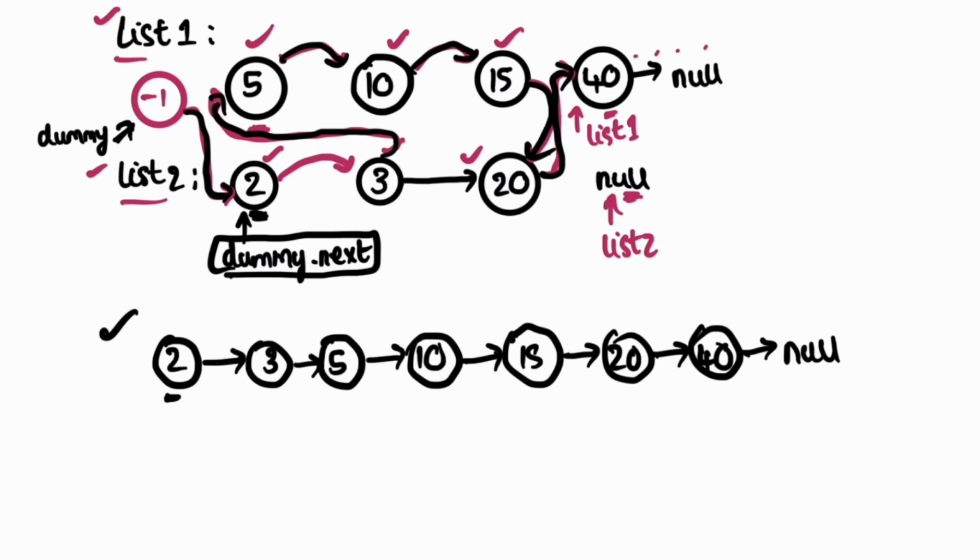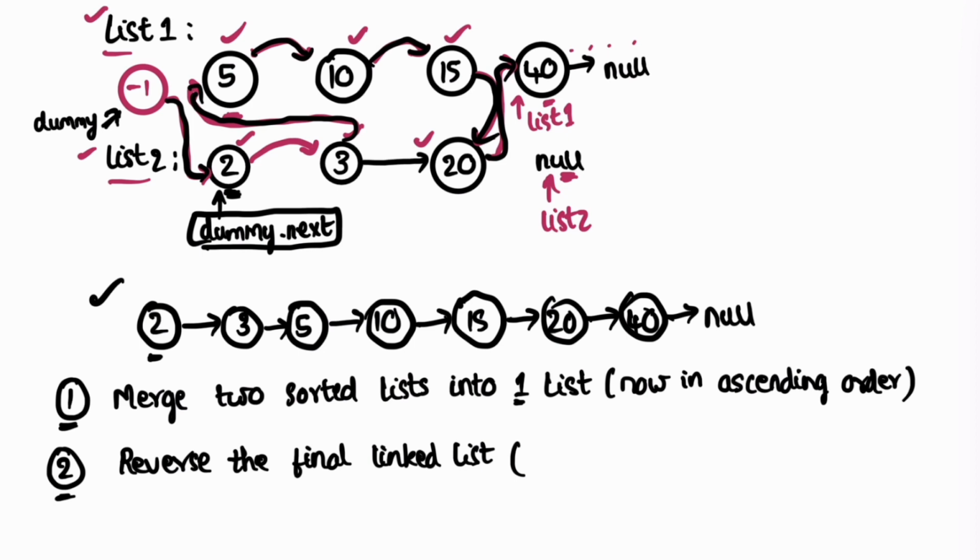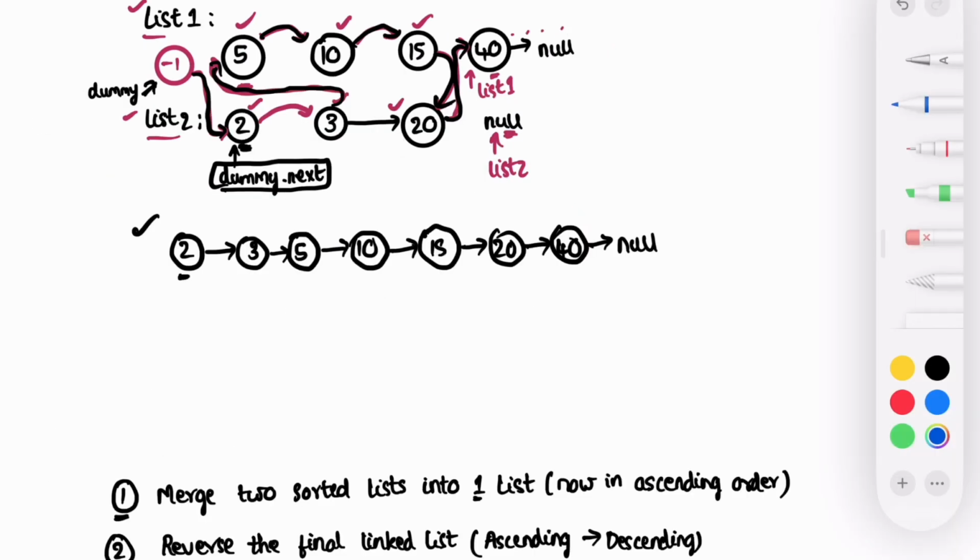So this is our ascending order list. Now this is the first part of the question. We merge the two lists given to us into one single list and now the one single list is in ascending order. Now we have to do the second part of the question, that is reverse this one list. If we reverse the final list, we will make it from ascending to descending order, which is the required output. Now we have to reverse this list.